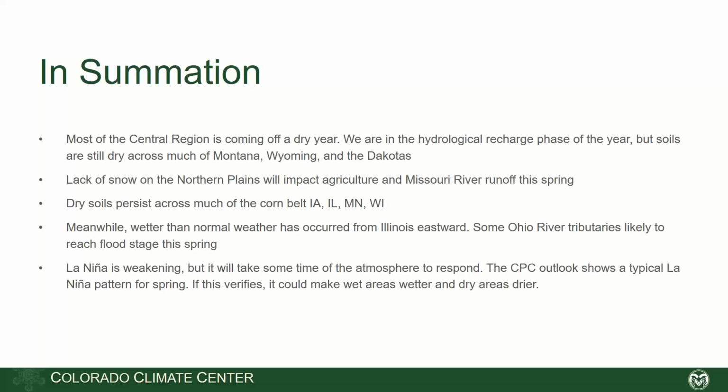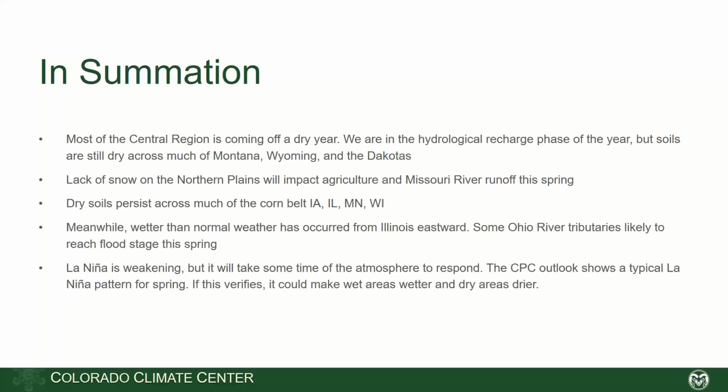Most of the central region is coming off a dry year, although we're definitely a ways away from that in the eastern part of the basin, especially now. And we're generally in the time of year of the hydrologic recharge phase, where we tend to see soil moisture recharged as the weather gets wetter going into the spring, but before our northern hemisphere ecosystems really wake up for the spring-summer season. That's where we tend to have the highest stream flows and the worst flooding problems. And that could certainly be an issue in the Ohio River Basin.